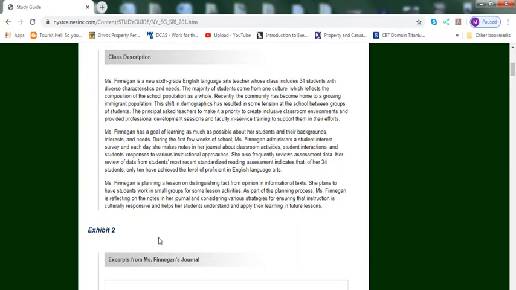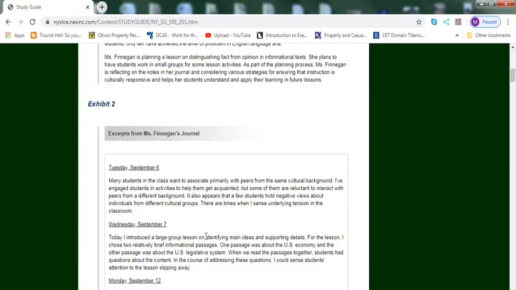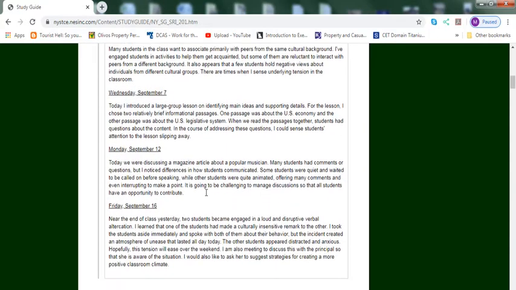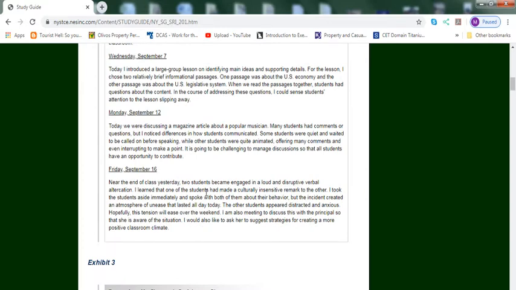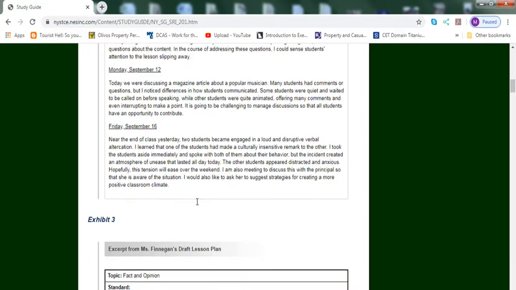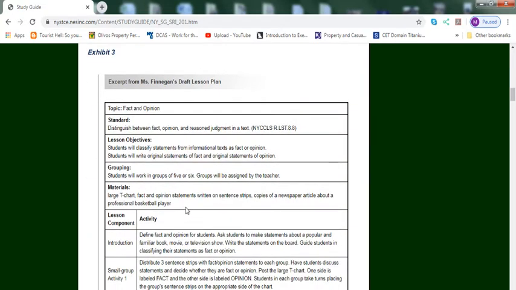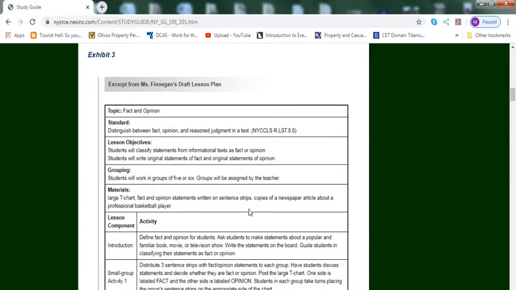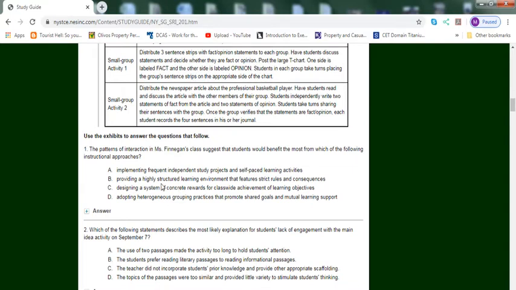They give you a sample passage such as this one, and at least 3 exhibits. This one is from Miss Finnegan's journal. She talks about 3 different students. They will probably pick 1 or 2 students in the passage and talk about their strengths and weaknesses. Then exhibit number 3 is from the lesson plan, where the topic was facts and opinions: distinguish between facts, opinion, and reasonable judgment in a text. So the teacher is teaching a lesson on this, and once you go through the 3 exhibits, you're going to have questions.